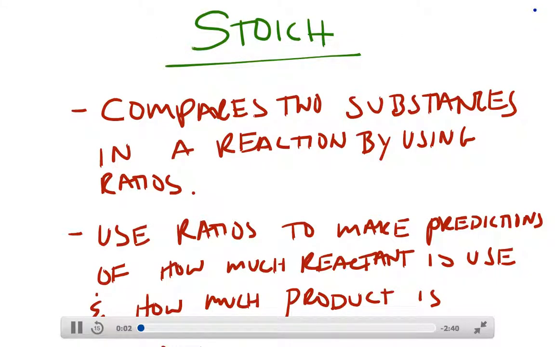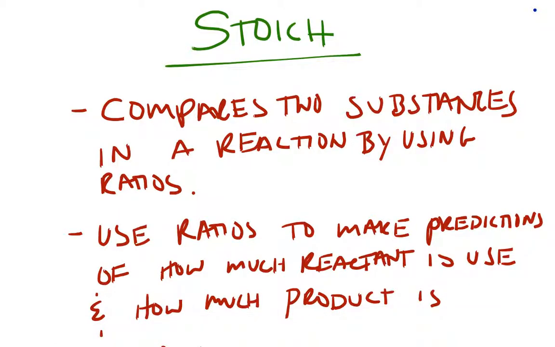Stoichiometry is when we compare two substances in a reaction by using ratios. We use these ratios to make predictions on how much reactant is used and also how much product is used.